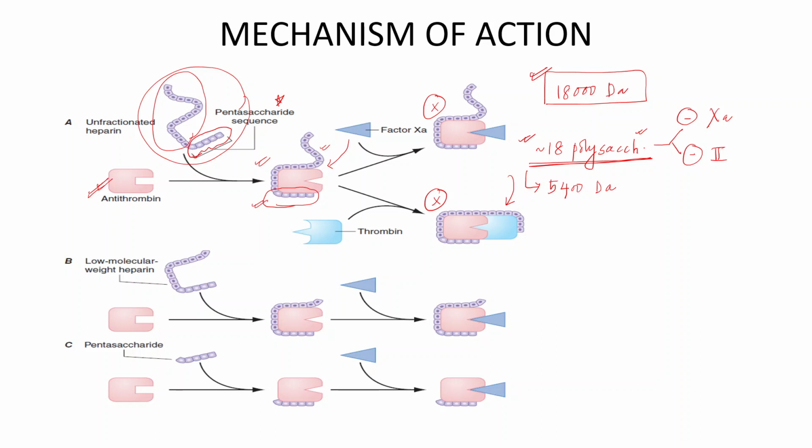If you compare this with low molecular weight heparin and fondaparinux, the low molecular weight heparin is slightly smaller than the classical unfractionated heparin, and this shorter version will have 17 polysaccharides.